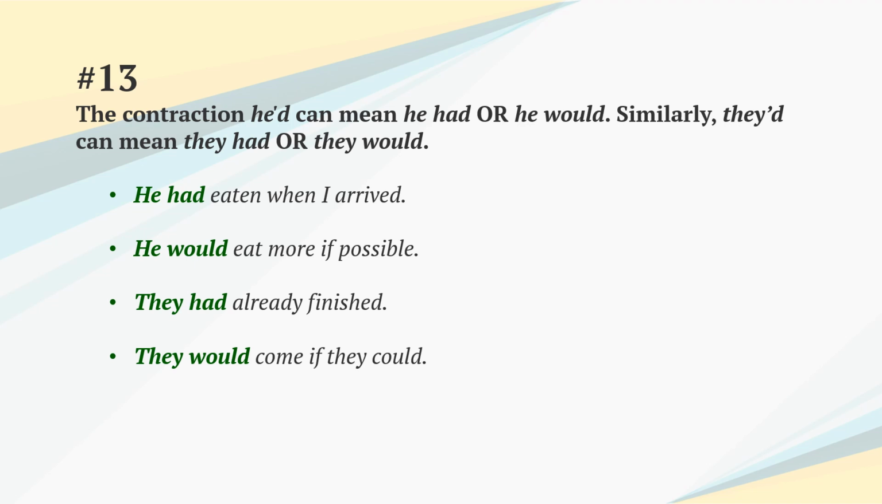Rule number 13. The contraction he'd can mean he had or he would. Similarly, they'd can mean they had or they would. They'd eaten when I arrived. So if you have a past participle, you need to use had. They'd eat more if possible. If you have a bare infinitive, you use would.